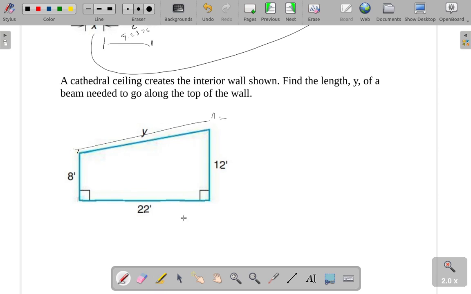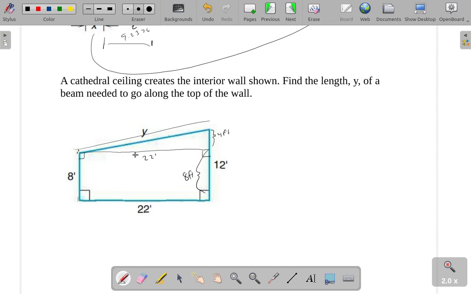So actually this is a trapezoid that it forms, although I'm not going to be using anything about trapezoids here. What I'm going to do is say, okay, I would like there to be a right triangle somewhere in here. So if I come along here and draw in that parallel to the ground, then you can see what ends up happening. This part right here would end up being 8 feet, and that means this part up here would be 4 feet, because in total it needs to be 12 feet. And this length right here is 22 feet.